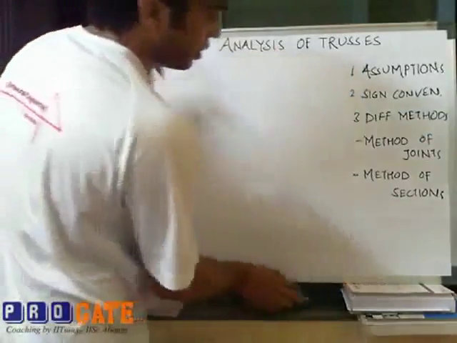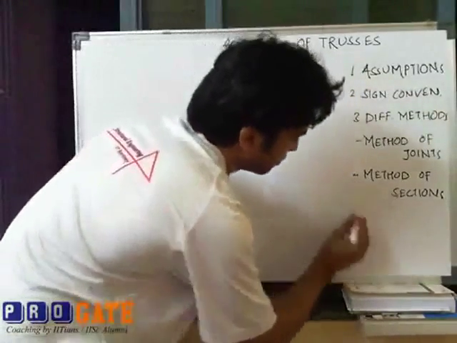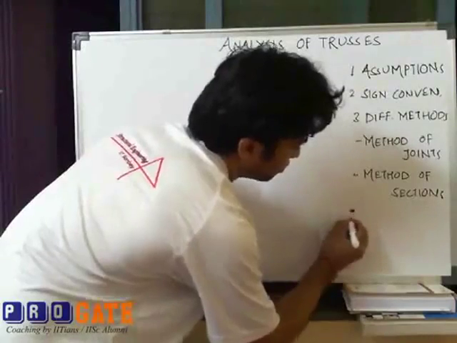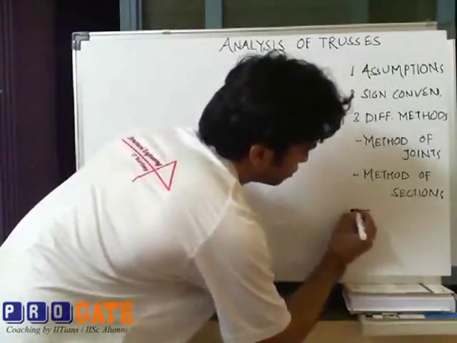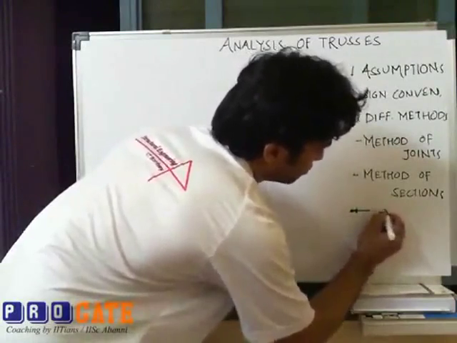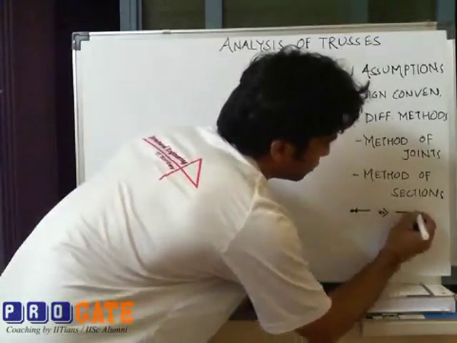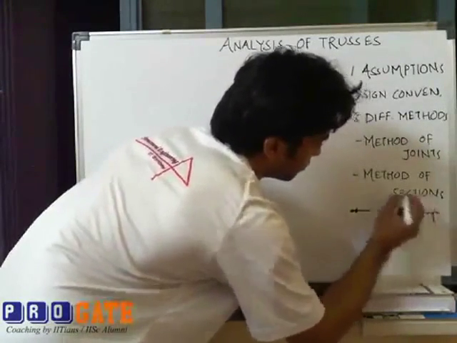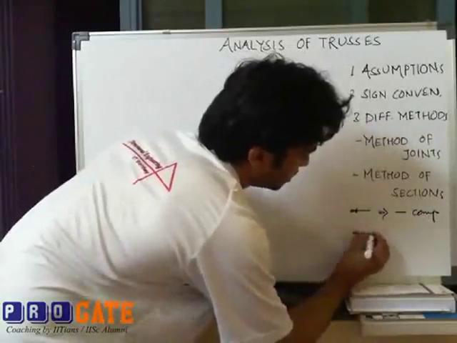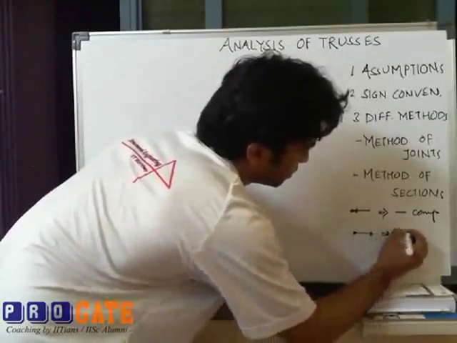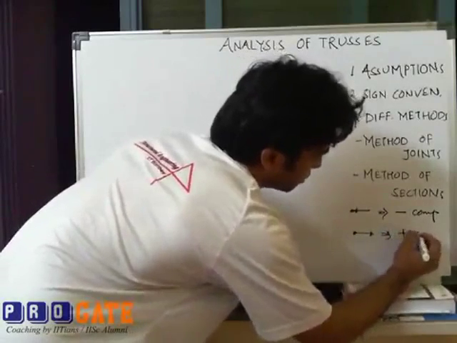So for ready reference, I will just point here. Suppose this is a joint and the force is towards the joint, which implies it is negative or compressive. A force acting away from the joint implies it is positive or tensile.